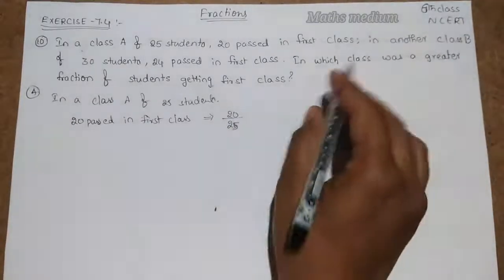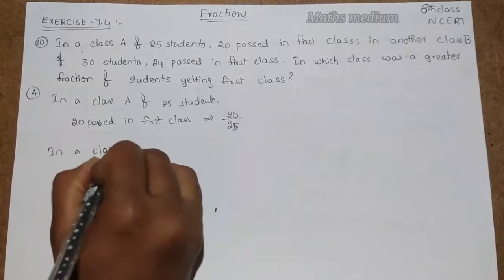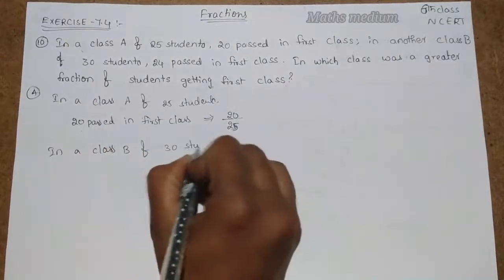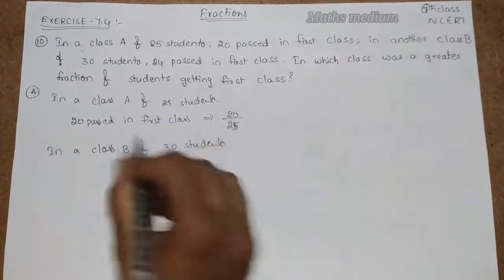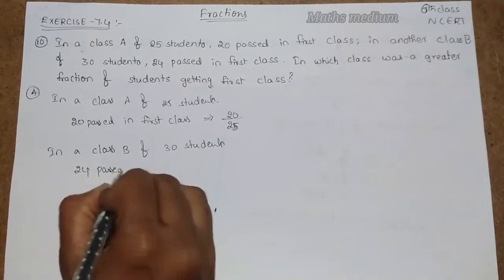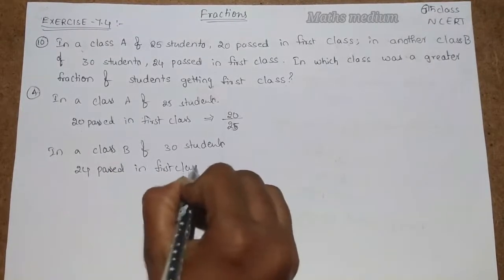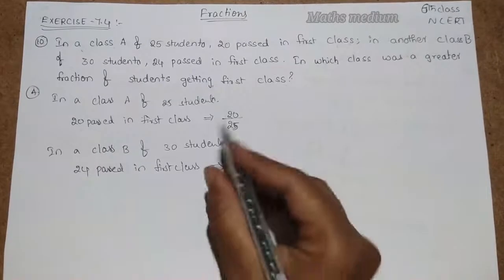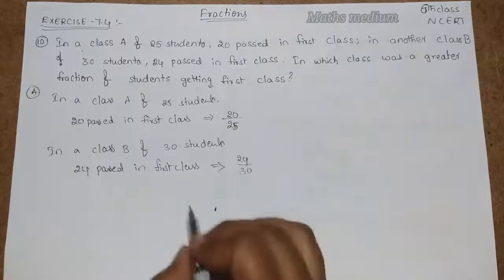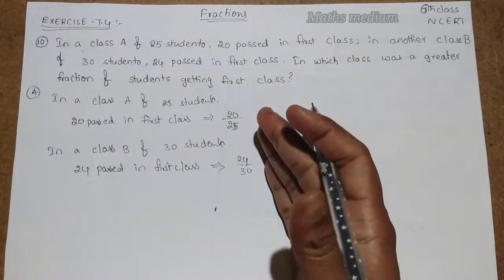Next, coming to class B. In class B of 30 students, 24 passed in first class. So now, how are we going to denote it? This is 30 and this is 24, right? So now we make it into its simplest form for comparison purposes.